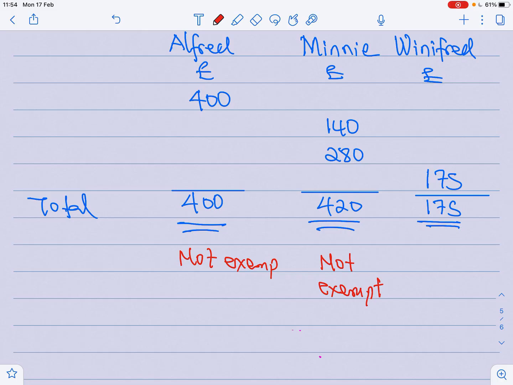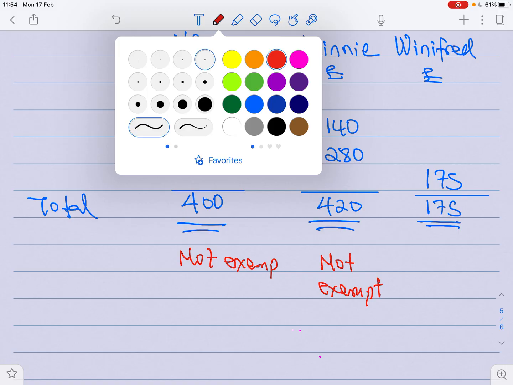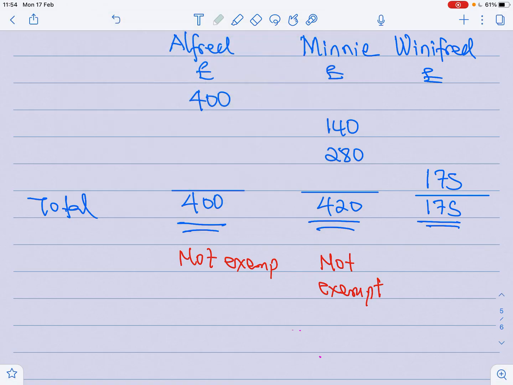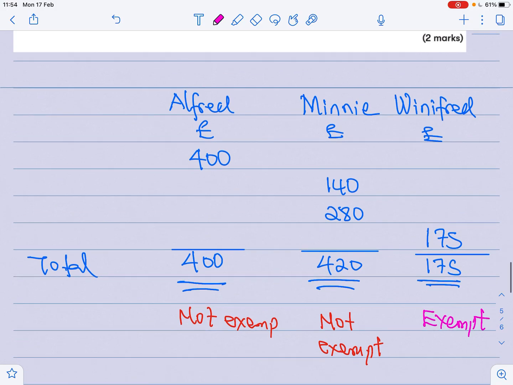Good. What about our friend Winifred? Well, the total that Winifred received is 175. So this is exempt. Okay, and this is how to apply the rule of £250.